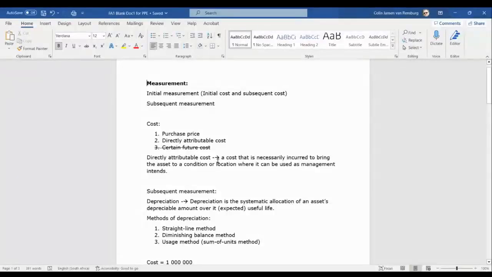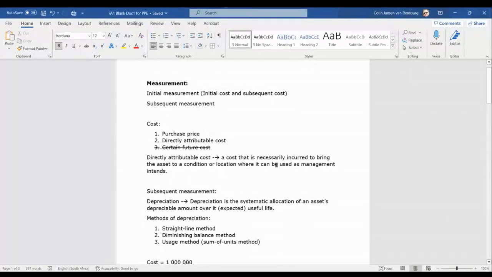So, a directly attributable cost is a cost that is necessarily incurred. First of all, it's got to be a necessary cost, necessarily incurred to bring the asset to either a condition or a location. Condition means that its status or its properties are in such a fashion that it can obviously function. Or a location, that means where it is physically situated at any point in time.